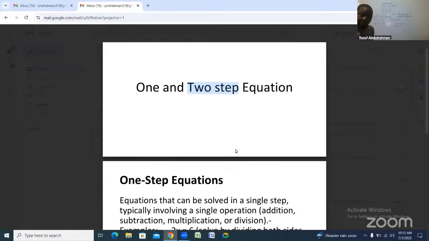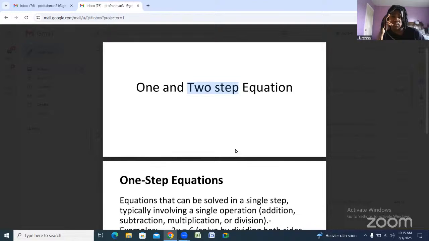The question is not clear, right? It's not clear. Okay, now listen. We are dealing with one-step equation, and the topic is one-step and two-step equation. Is that clear?